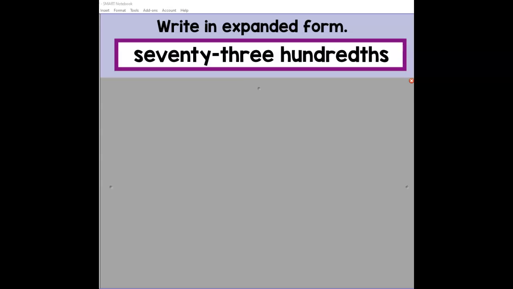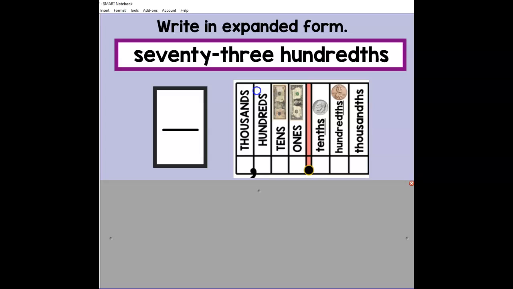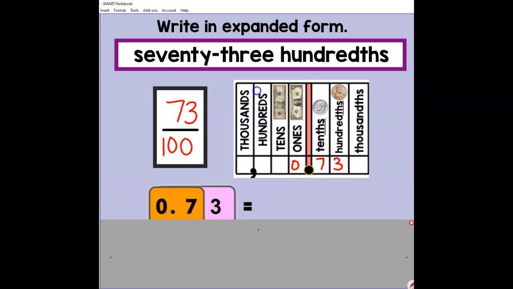73 hundredths. So stop and think about it. I would start with my decimal point. 73 hundredths. I'm going to write it as a fraction first because to me that's the easiest way. 73 over 100. Now I can transfer it onto my chart. 73 hundredths. So that means I have put a 0 in front so that I know that it's 73 hundredths. Now I'm going to create. This is how I could write 73 hundredths.